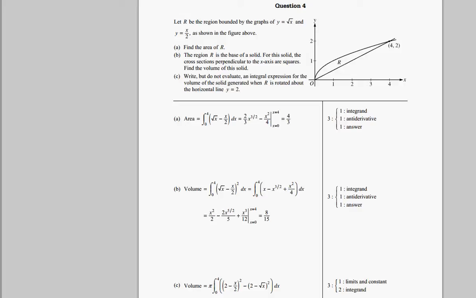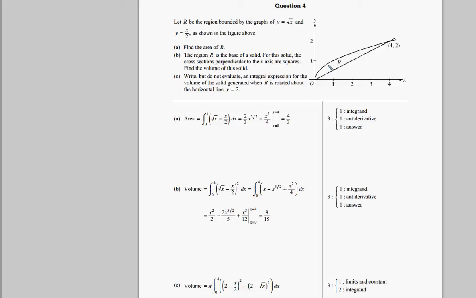Alright everybody, let's talk about question 4 here, which is obviously a volume and an area question. If you notice here, the region R that they told you was bounded by this square root function as well as this x divided by 2, and you're asked to find the area of the region.